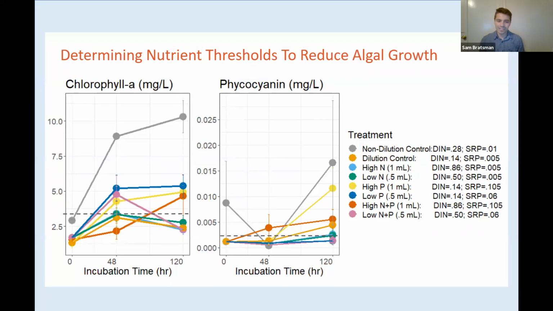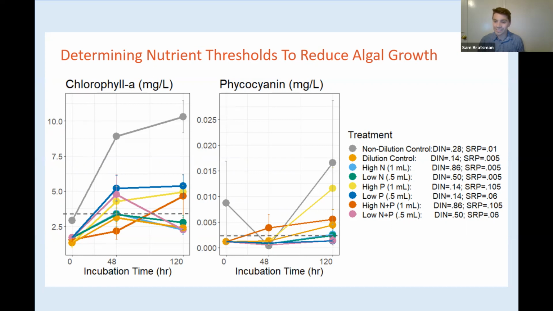And all the groups that were below that dotted line, so they didn't have a lot of growth, those are the groups that didn't have any phosphorus added to them. So already we kind of see that there is a phosphorus limitation, specifically for cyanobacterial growth. We see a pretty similar distinction with phycocyanin, though it's not as strong as with chlorophyll A.